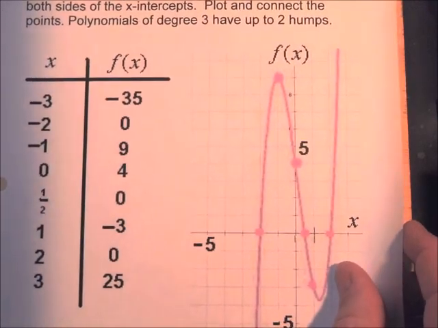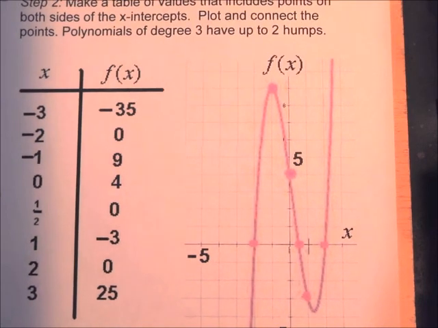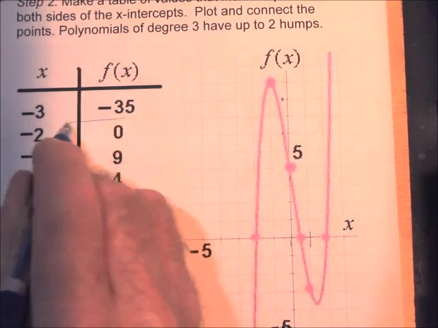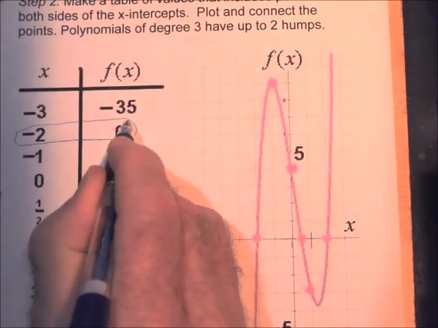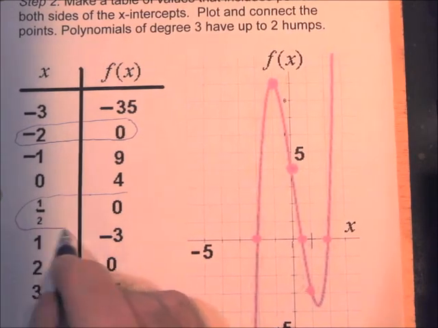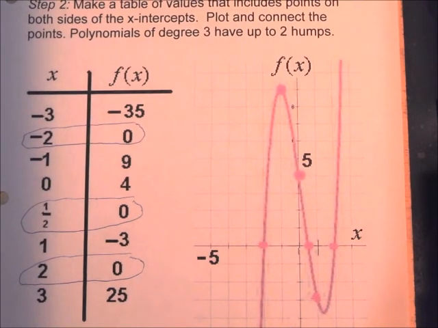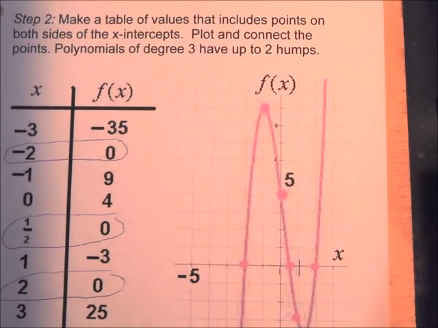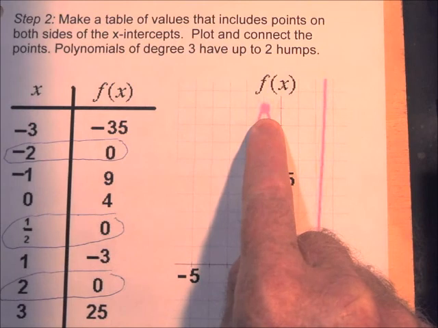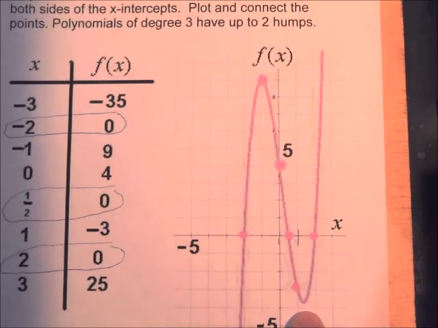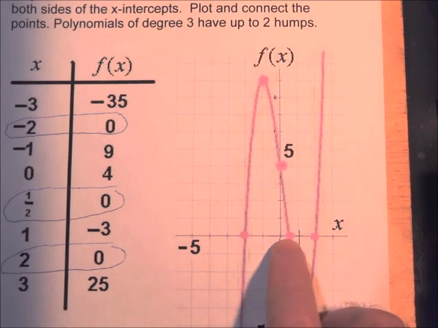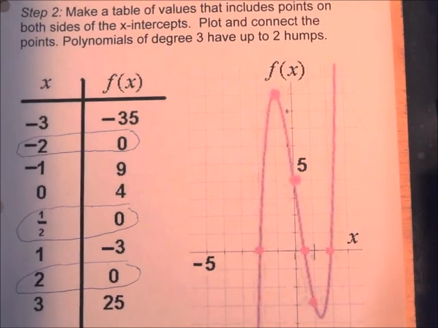And now we can make a table of values and plot the points. Again, I like to pick points on either side of the x-intercepts. So we have an x-intercept here at negative 2, 0, 1/2, 0, and 2, 0. And then pick points on either side of those, compute f of x, connect the dots. So we have 3 x-intercepts here. We have 2 humps. We have a hump here and a hump down here. And again, polynomials of degree 3 have up to 2 humps and up to 3 x-intercepts.